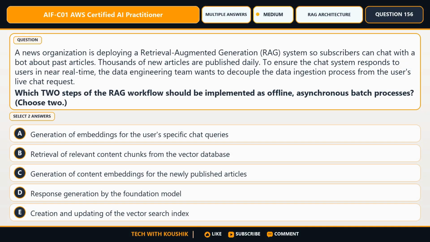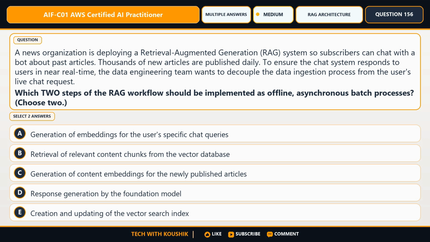Question number 156. Find the decisive clue before choosing. Pay attention to qualifiers such as least, most, and minimum. A news organization is deploying a retrieval-augmented generation (RAG) system so subscribers can chat with a bot about past articles. Thousands of new articles are published daily.